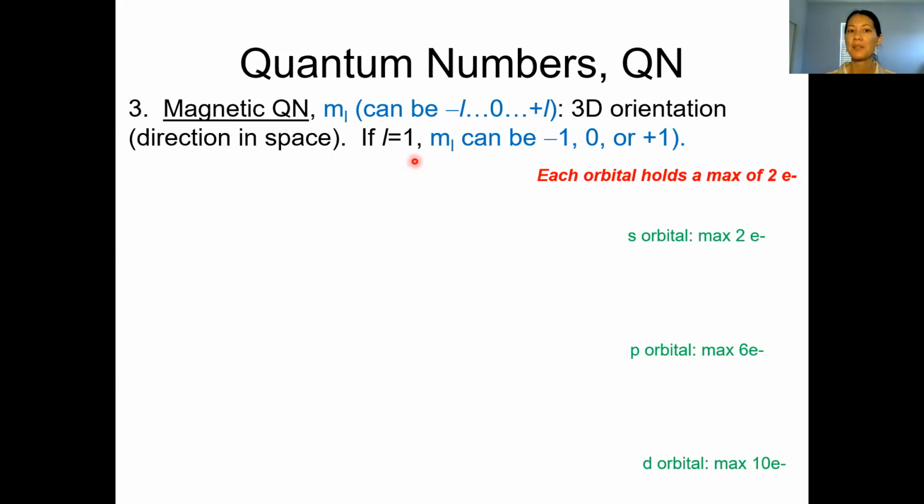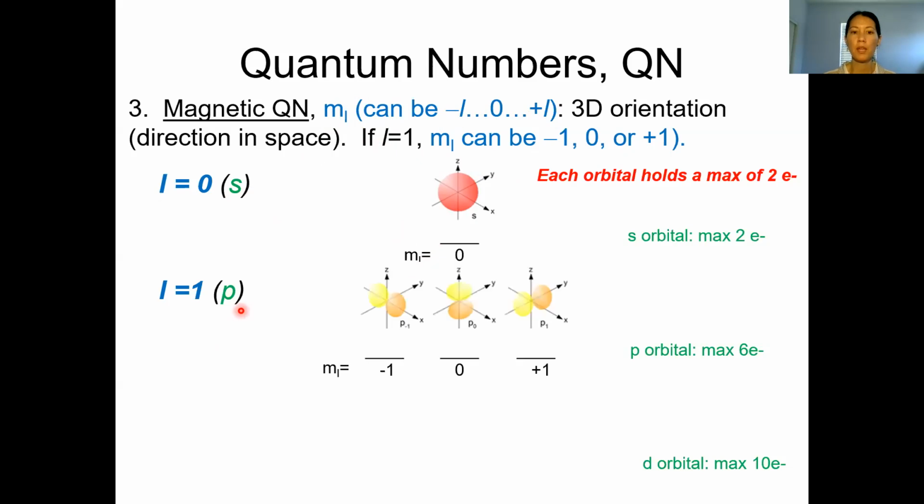Hopefully this makes sense. If L is 1, you have a p. If L is 0, first of all, you have an s, and there is no other direction. m sub L can only be 0. But if you have an L equals 1, that is the same as a p, and you have 3 different directions. Remember, Px, Py, Pz. That's why we give m sub L's. m sub L is basically to label, do you have Px, Py, or Pz?